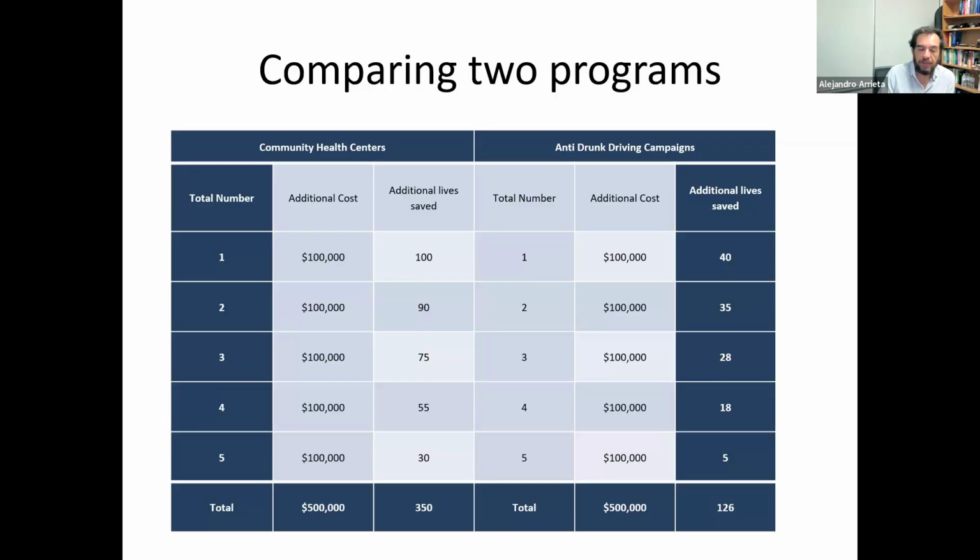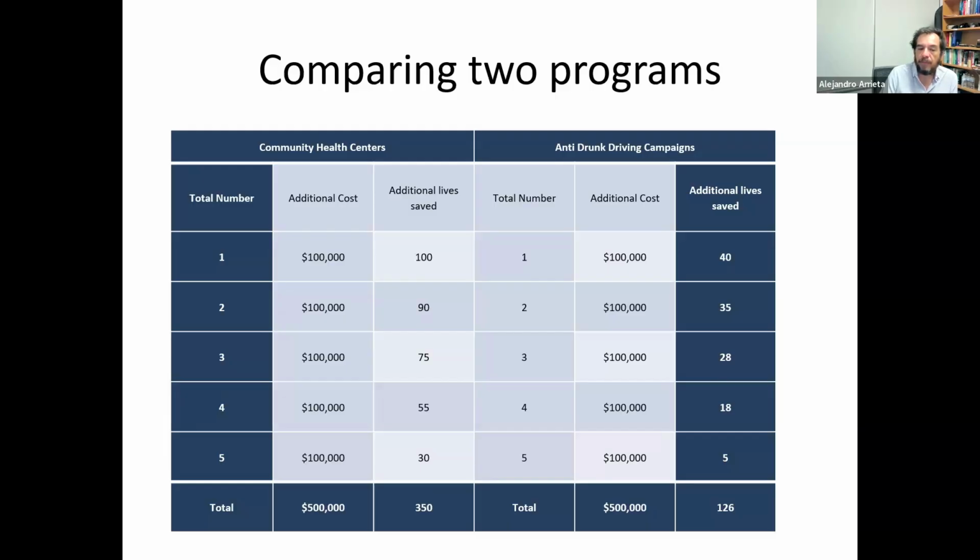Now let's think that you have $100,000 more to spend, so total 200. In that case, you are going to say, well, should I build the second community health center and gain 90 lives, or should I do my first anti-drunk driving campaign, spend the $100,000 and get only 40 lives? Still, it's better to do the second community health center. So you will do the second.